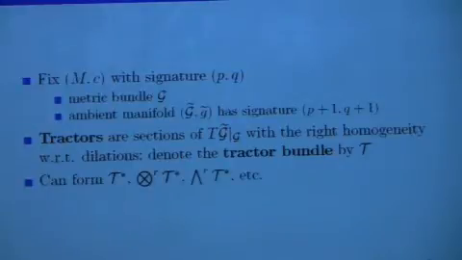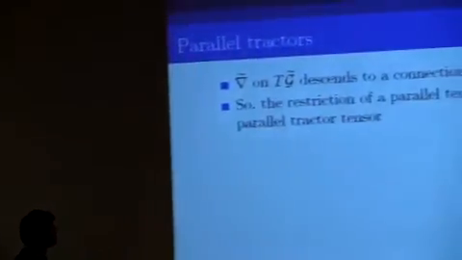So for someone who was asking about what tractors are in a previous talk, this is an alternate definition. Just like with any vector bundle, we can form the dual and form tensor bundles of various types. In particular, the Levi-Civita connection on the tangent bundle to the ambient space is going to descend to a connection on the bundle. In fact, the homogeneity is selected so that this works in the way that we want it to.